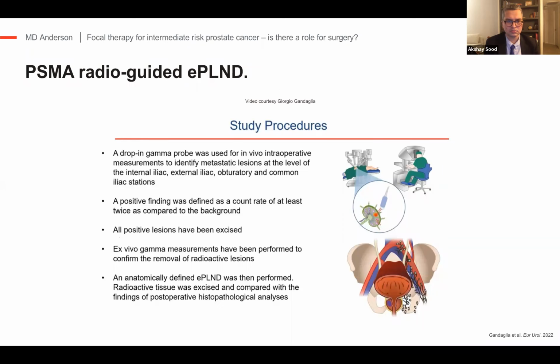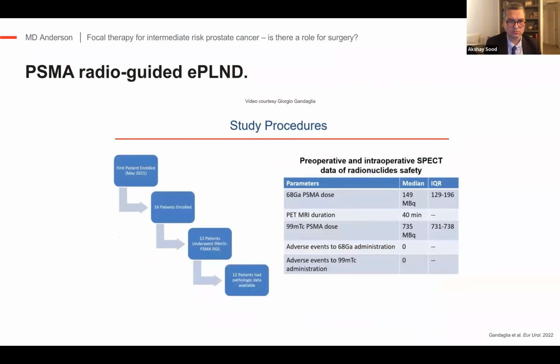All positive lesions were excised. Ex vivo gamma measurements were performed to confirm the removal of the radioactive lesion. An anatomically defined extended pelvic lymph node dissection was then performed. Radioactive tissue was excised and compared with the findings of post-operative histopathological analysis. The first patient was enrolled in May 2021. 16 patients were enrolled. Of these, 12 patients underwent 99m technetium PSMA radioguided surgery. All patients had pathologic data available.